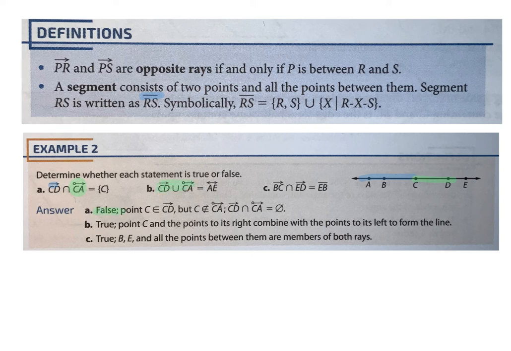Union, however, is the line is true. So if I did CD union with CA, I would get the entire line. That one is true. And then intersection, what happens when I intersect those? If I were to intersect the two, ED, this way, the only place they intersect is going to be right here, EB. And that one is true. All right, so you're going to use your set theory and your statements as far as your definitions go here.